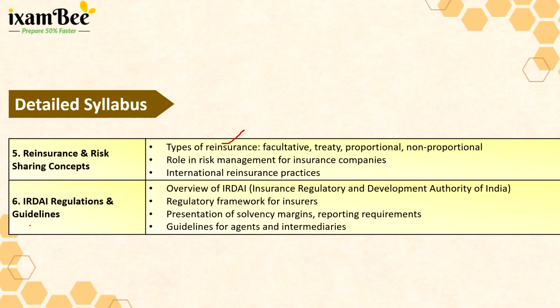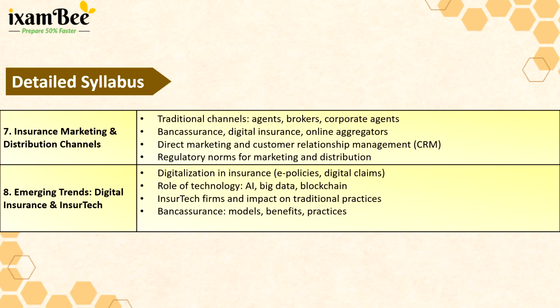The next unit would be IRDAI regulations and guidelines, where we'd be discussing the overview of IRDAI, regulatory frameworks, and guidelines for agents and intermediaries. The last two units are insurance marketing and distribution channels, where we'd be teaching about the traditional channels, the digital insurance aggregators, and regulatory norms for marketing and distribution. And the last unit is about digital insurance and insurtech, focusing on the use of technology in the insurance field, the bancassurance model, and insurtech firms and their impact on traditional practices.